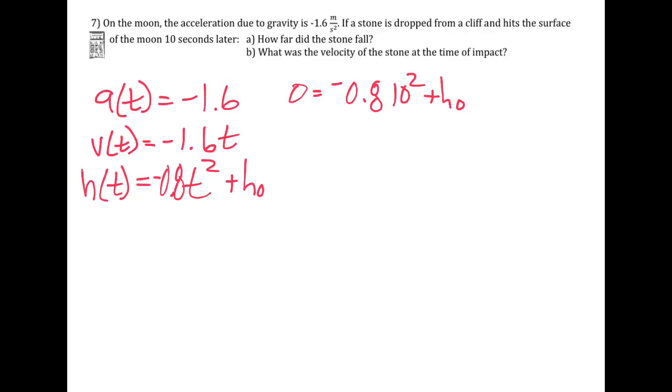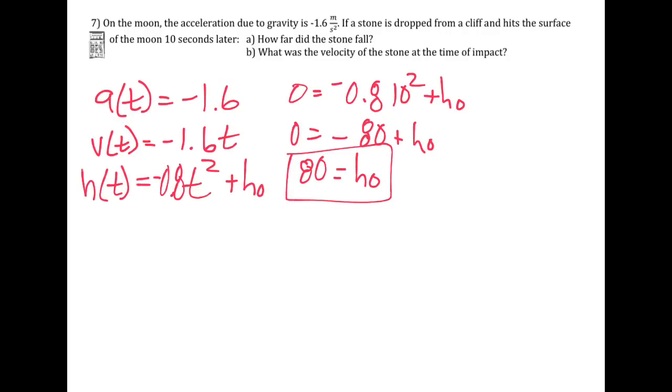And so let's simplify that. 0 equals, 10 squared is 100. Negative 0.8 times 100 is saying, hey, let's move that decimal 2 spots, so we will get 80. So negative 80 plus h naught, and so add 80 to both sides to get 80 equals h naught. So we know that the stone fell 80 meters because we just did some math.